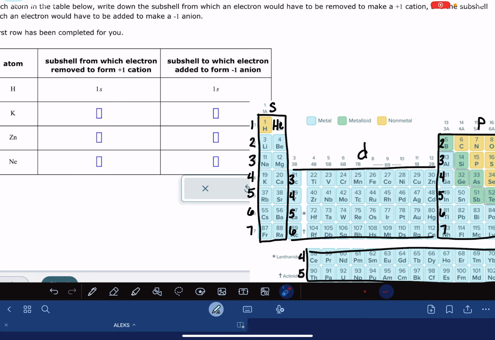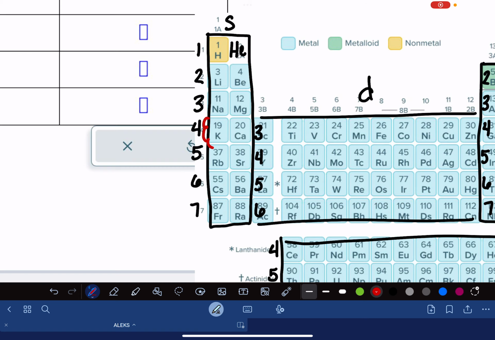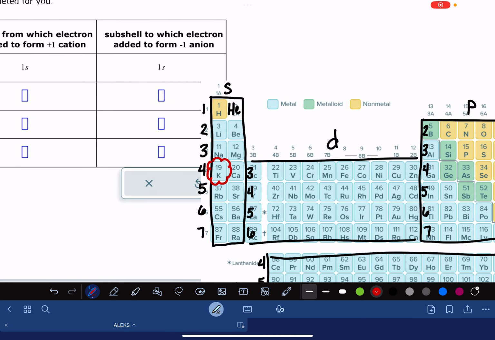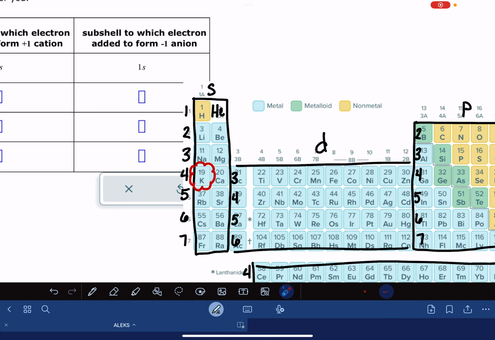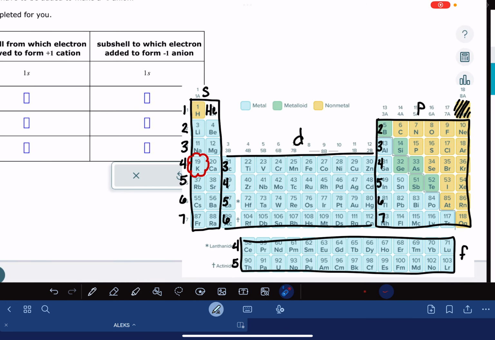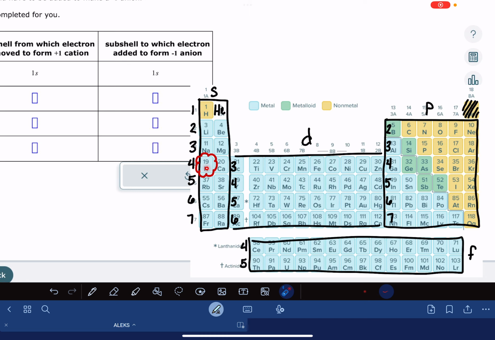Okay, so to help us solve this part of the problem, we're going to take that atom and locate the atom on the periodic table. Potassium is our first element right there. That's where it's located. So the subshell to which an electron is going to be added to form a -1 ion, that means if we're going to plop one more electron into this atom, where is it going to go? We can get that by reading the electron configuration up to potassium. So 1s2, 2s2, 2p6, 3s2, 3p6, 4s1.